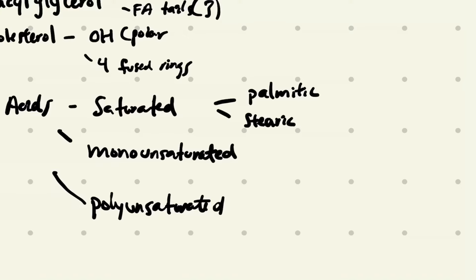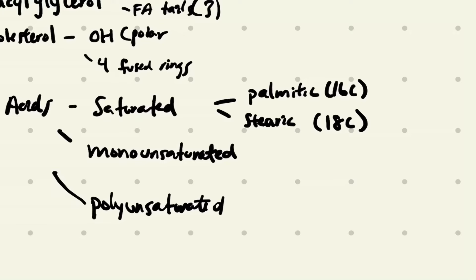The only difference between your palmitic and your stearic is the number of carbons. Your palmitic is going to have 16 carbons, your stearic is going to have 18 carbons. Now remember that there are no double bonds. So that's it for your saturated fatty acid.